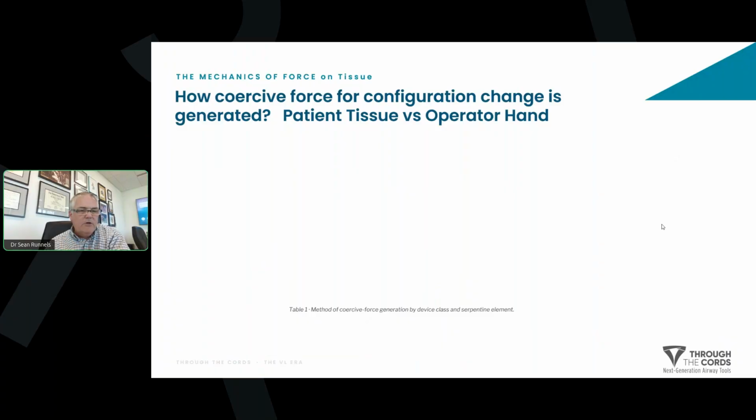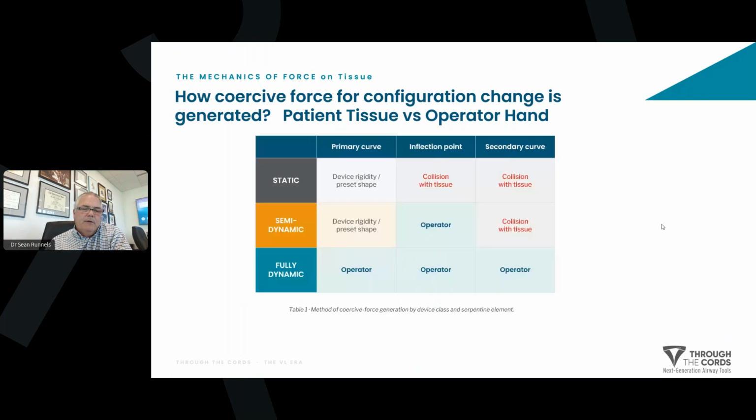So we need coercive force to reconfigure our equipment so that we can move through the primary curve, the inflection point, and the secondary curve. One of the critical questions is, how do we generate that force? Is it via collision with the patient's tissue or by the operator's hand? For static equipment, at the primary curve, the device rigidity and preset shape is how the force is transmitted to the endotracheal tube to hold that shape.